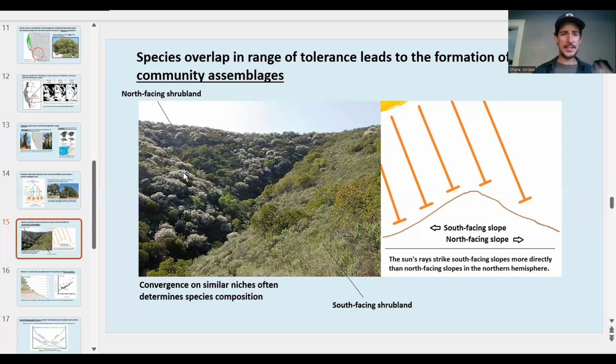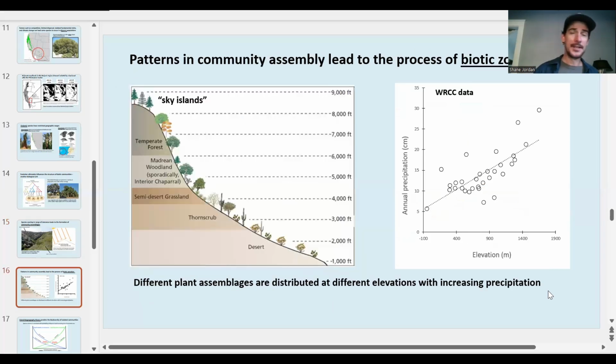And these two contrasting niches on these two different kinds of slopes is really dictating the kinds of communities that can assemble, or the composition of species that can exist in these two environments, which are really just right next to each other, but they completely vary in terms of the ecological conditions that exist there. And this kind of process really is what leads to something we call biotic zonation. And so there are different zones where different kinds of species can do better compared to other zones.